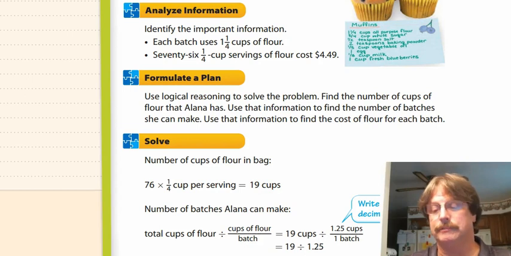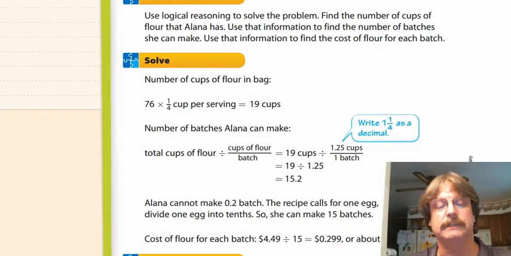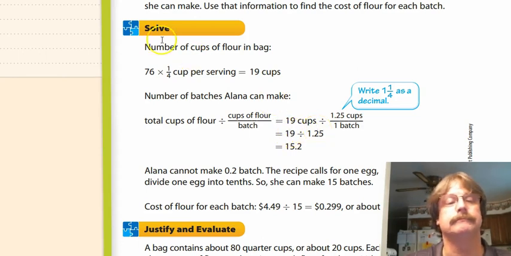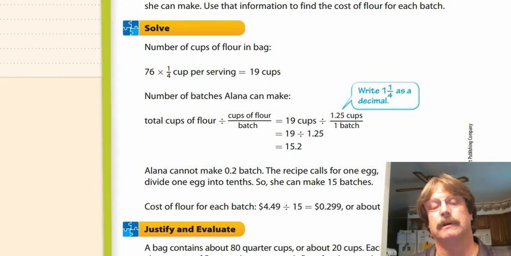So you take the total cups of flour divided by the cups of flour per batch. So 19 divided by 1 1/4. So I take that and I get 15.2. You go through the long division. This is your numerator, that's your denominator. So I'm going to take 1.25 and we'll divide that into 19.